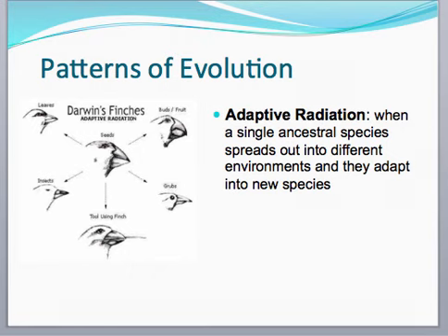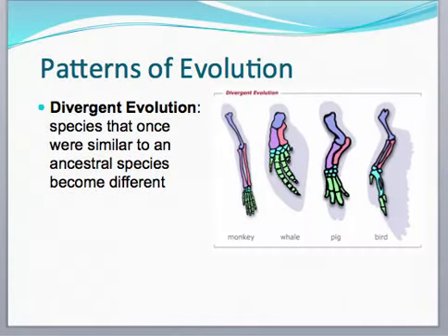The spokes start in the middle at the hub. This is like the common ancestor, and then they move out to the edge. This would be like all the new species forming. The next pattern of evolution is called divergent evolution. This is when species that were once similar to an ancestral species become different.